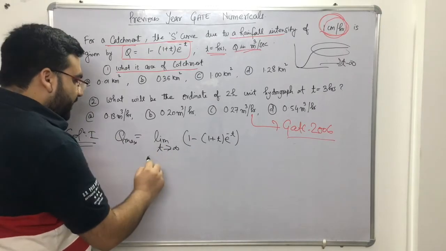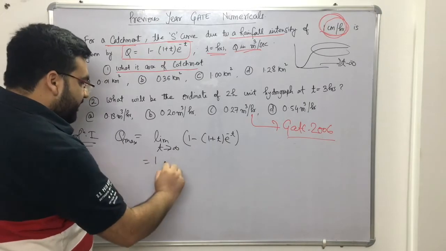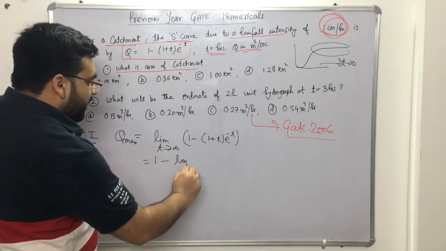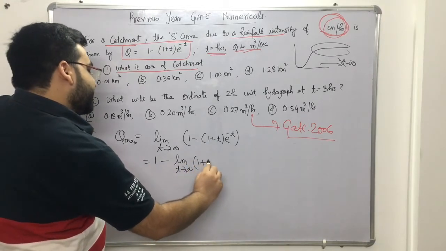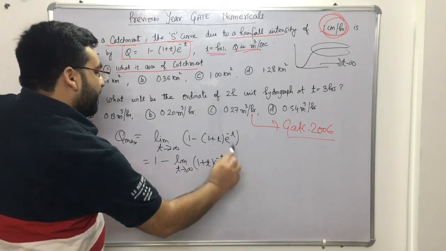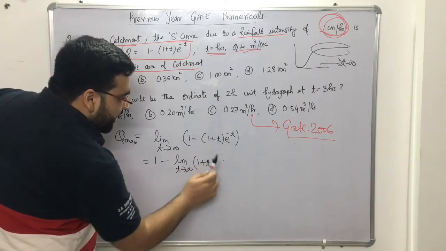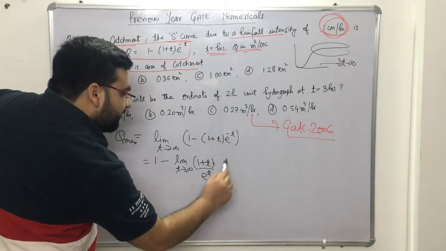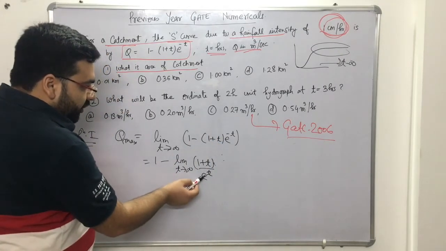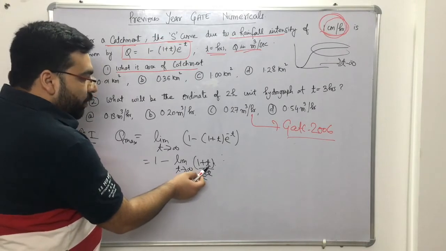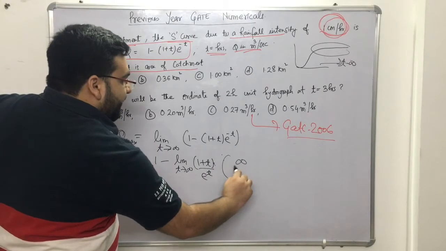So 1 I will take here, minus limit T tends to infinity of (1 plus T) e raised to power minus T, or I can also write it as (1 plus T) divided by e raised to power T in the denominator. One and the same thing, right? Now if I put infinity, e raised to power infinity will be infinity, and 1 plus infinity will be infinity. So this is an infinity by infinity form.